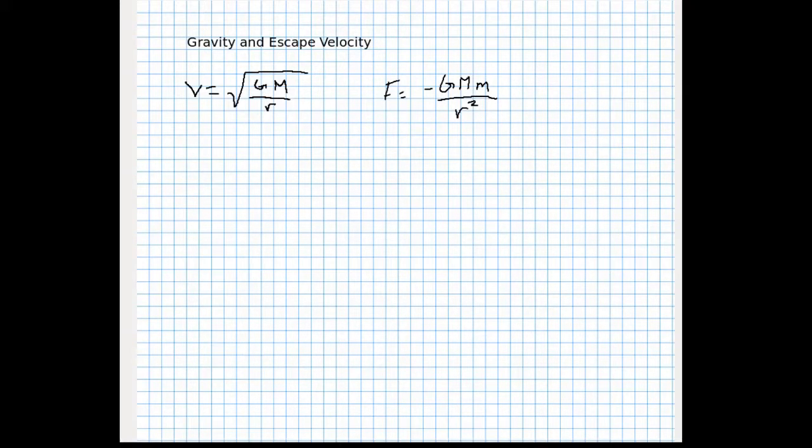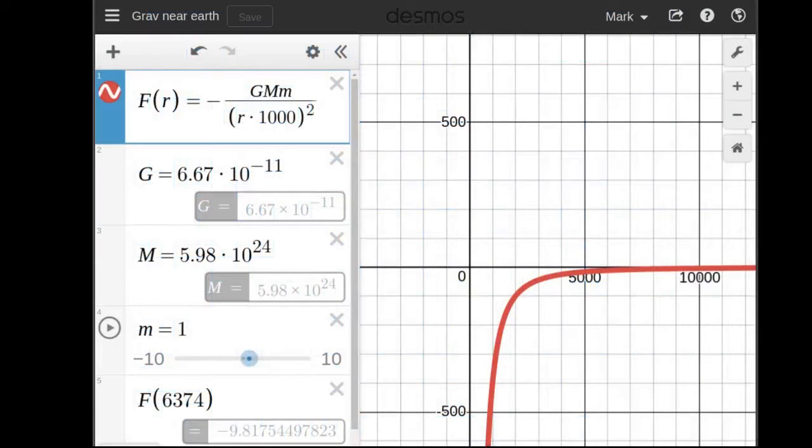I wanted to think a little bit more about that, so I made a graph showing what that force law looks like. I've got in here the force at a radius is equal to minus G times the mass of the big object times the mass of the smaller object over the radius squared. The reason I've got it multiplied by 1,000 is because I wanted the radius units to be in kilometers instead of meters, because that made the graph a little bit easier to read. I've got it set with Newton's gravitation constant of 6.67 times 10 to the minus 11, and the big mass here is the mass of the Earth, 5.98 times 10 to the 24 kilograms.